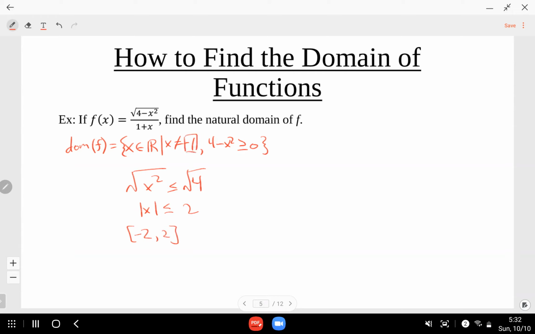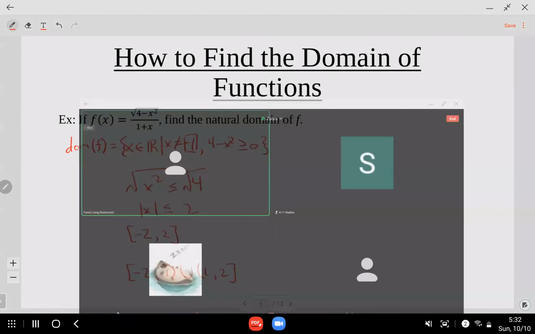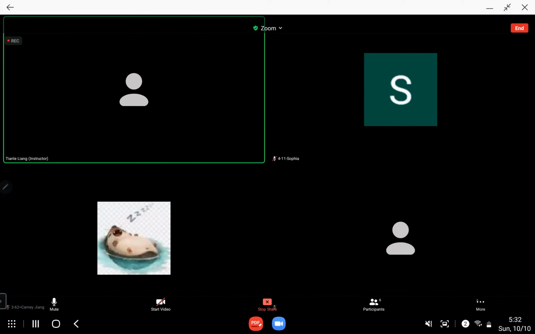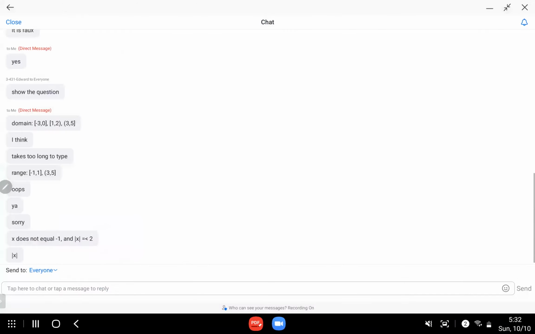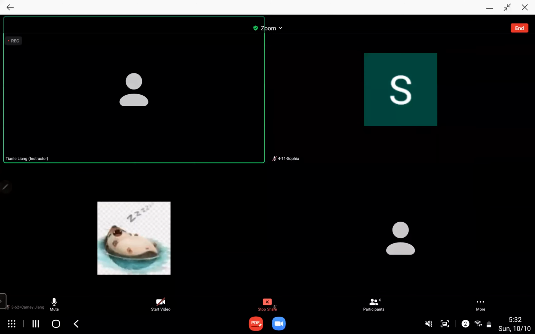X cannot be equal to -1, meaning the domain is -2 to 1, union 1 to 2. Okay, are there any questions about finding the natural domain of f? This is our solution here. Any questions? If there are no questions, then I will move on.